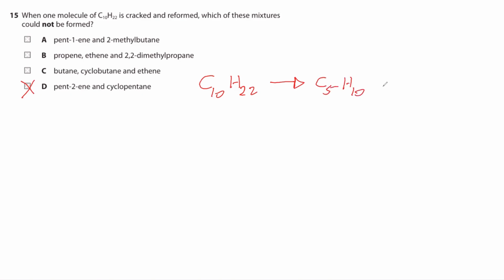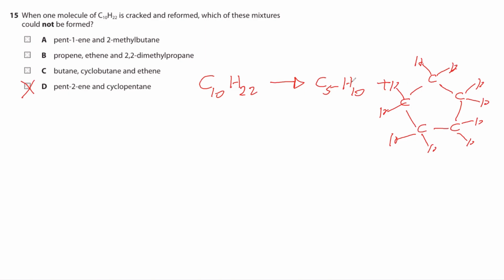an alkene, and cyclopentane. So 1, 2, 3, 4, 5. 5 carbon is an alkene. 1, 2, 3, 4, 5, 6, 7, 8, 9, 10. They have 10 hydrogen. 10 plus 10 hydrogen is 20. But we have 22 hydrogen. That's why it cannot be the answer. There has to be a hydrogen molecule to balance the number of atoms, because we cannot create or destroy atoms. So answer is D. Question number 15, answer is D.